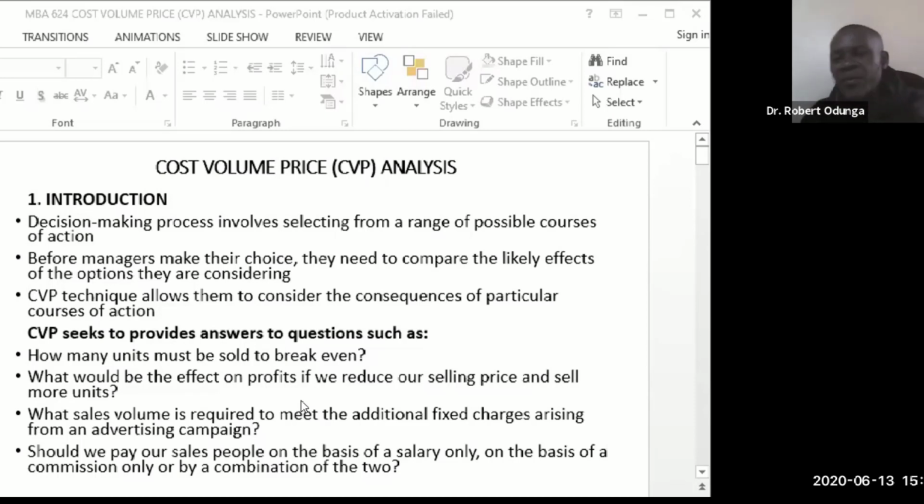Then you must do some sensitivity analysis, because as much as you reduce your price, you are reducing your profit if you are looking at it from a one unit perspective. But if you reduce the price, the tendency is you will sell more units. And when you sell more units, you tend to recover your costs. And when you recover your cost, the extras now become your profit. So you can take advantage of the volume.